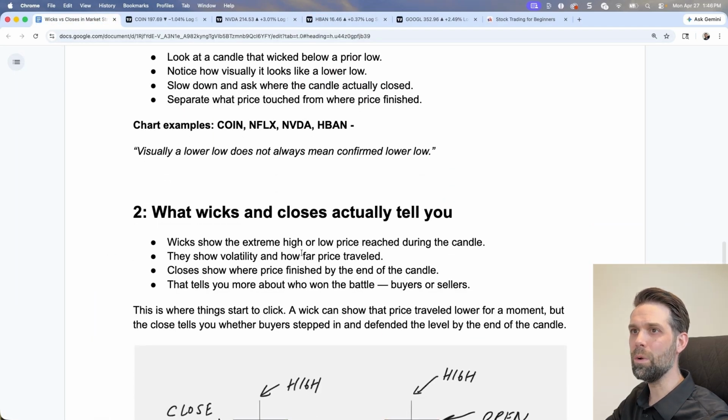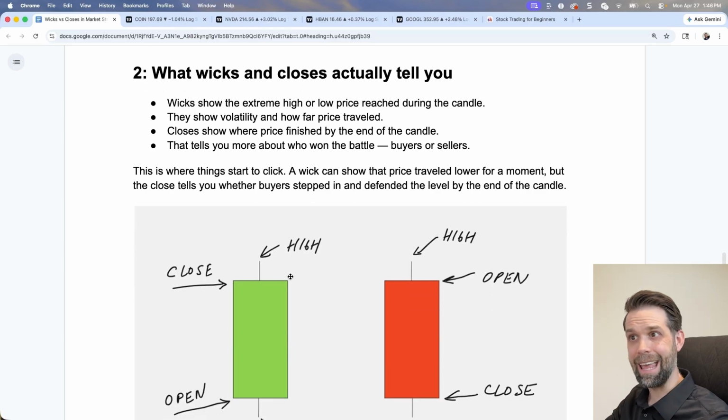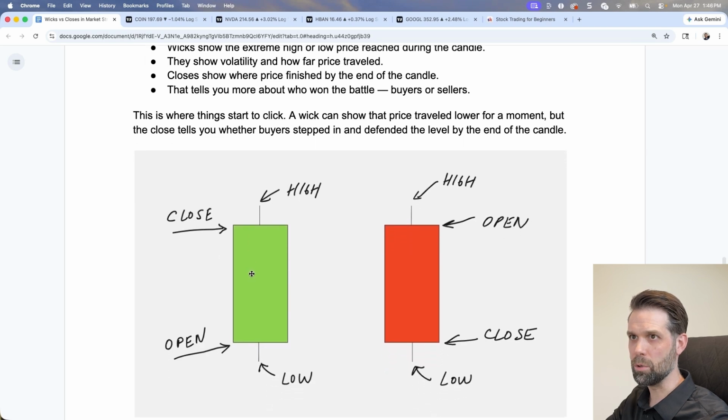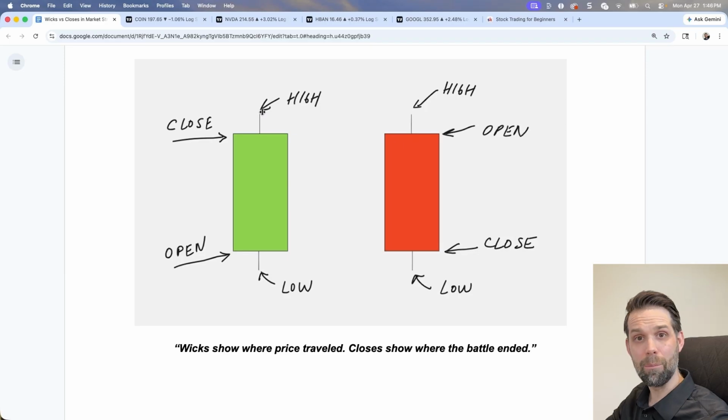So we need to basically understand the relationship between wicks and candle closes. The wicks of a candle, if we're looking at this image here, represent the extreme high point and the extreme low point of the given candle. These candles might represent 1 week of time. They might represent 1 month. They might represent 1 hour. Within this candlestick, if we are calling this a weekly candle, during the week, the high point was way up here. The extreme low point was way down here.